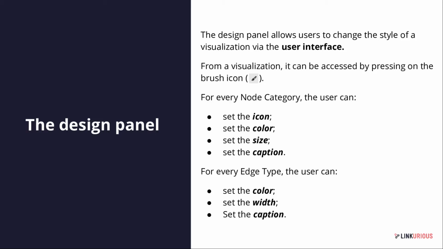That is the image that makes the nodes more distinguishable, the color, the size, or the caption. And the caption is basically the name visualized under a node or even on an edge. This is useful for adding more context to the entities displayed and to make them more distinguishable. Then for every edge type, the user can set the color, set the width, and even, in this case, set the caption.